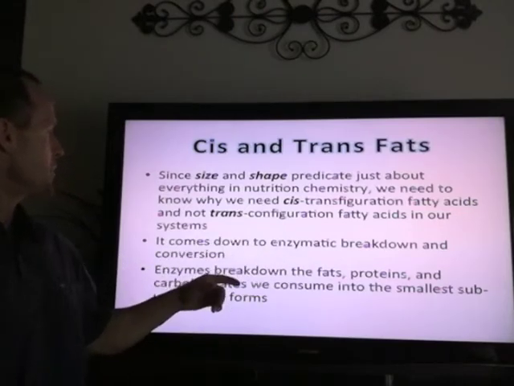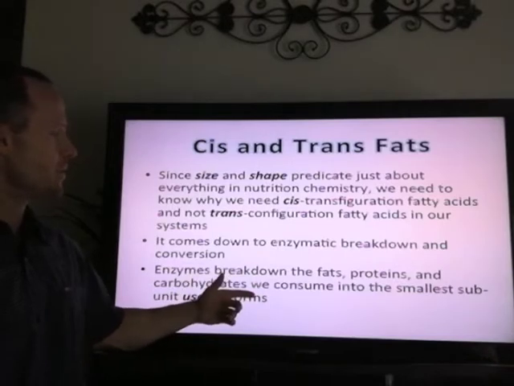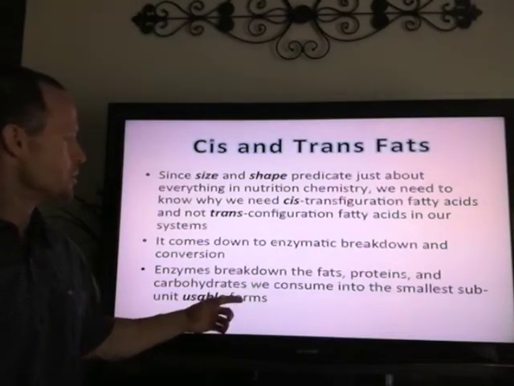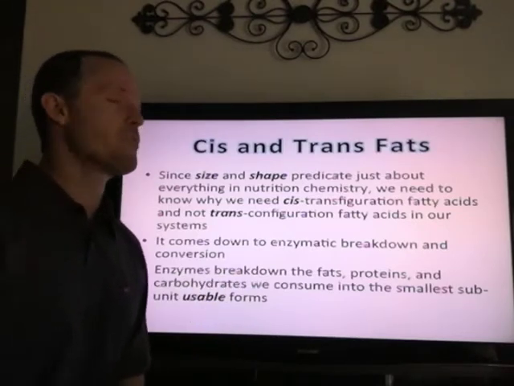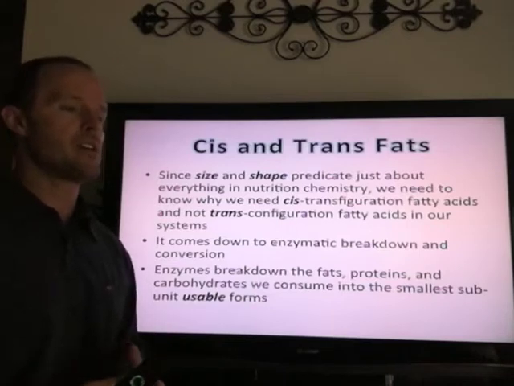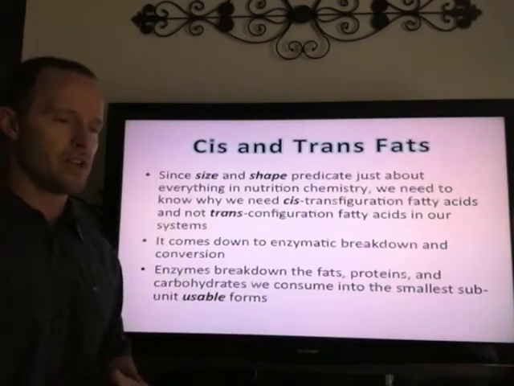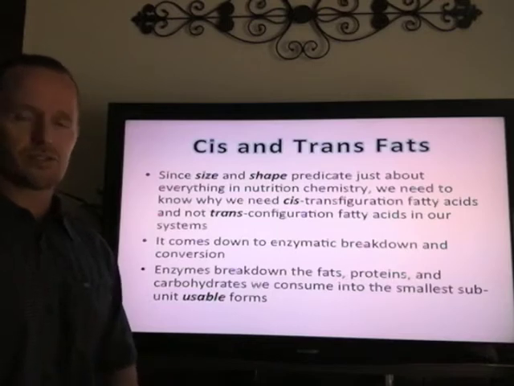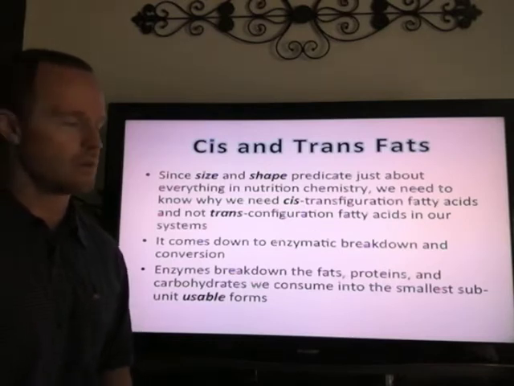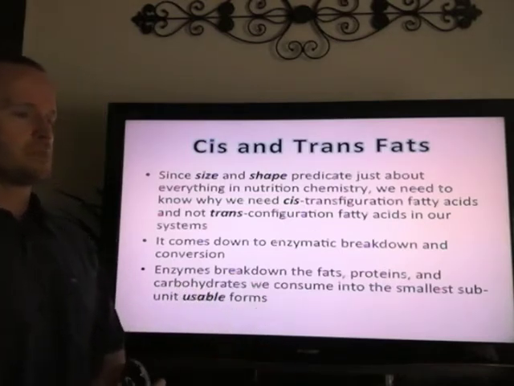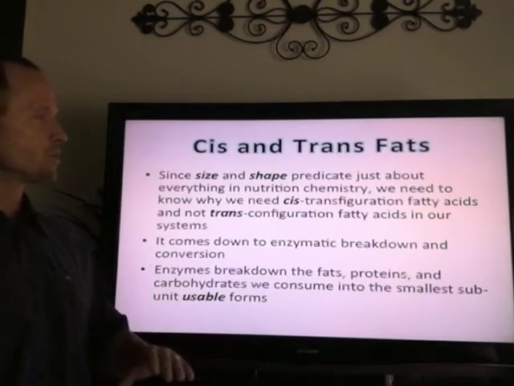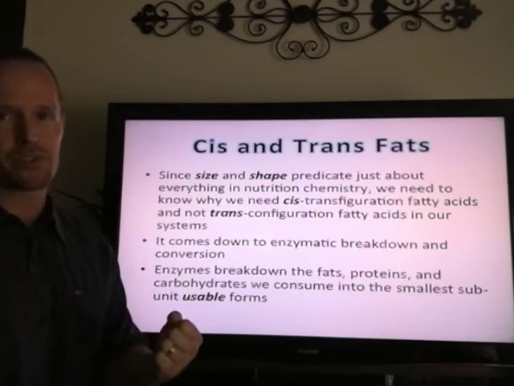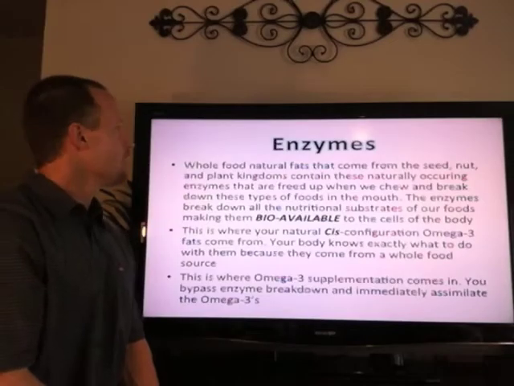It basically comes down to enzymatic breakdown and conversion. So enzymes break down the fats, the proteins, and the carbohydrates we consume into their smallest subunit usable forms. Enzymes, as I spoke about before, are the catalysts that break down all our protein, carbs, and fats, starting in the mouth and the digestive system, to break our fats down into essential fatty acids, our proteins into amino acids, and our sugars basically down to the glucose molecule. So everything has to be cleaved off, is what enzymes do. They do this cleaving or lysing process, and they break everything down into small subunits so your cell membrane receptor sites can utilize them. Okay, enzymes.